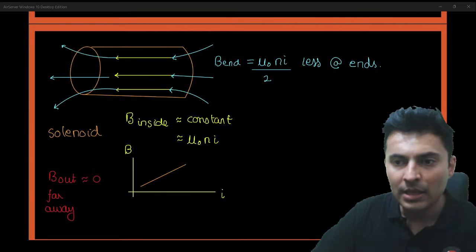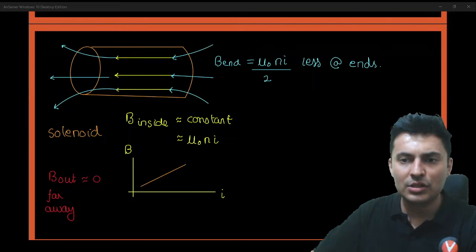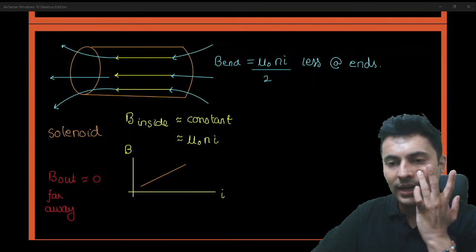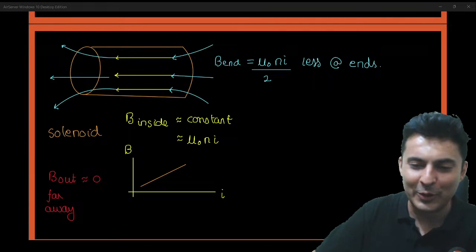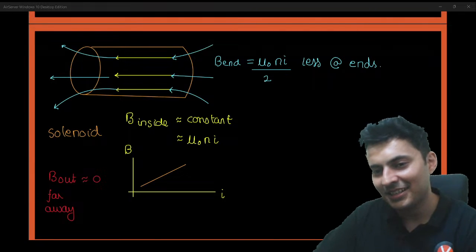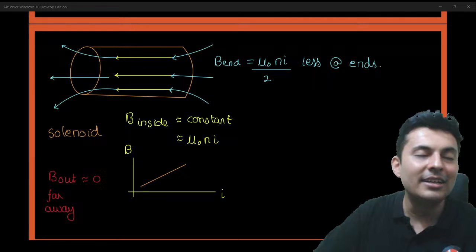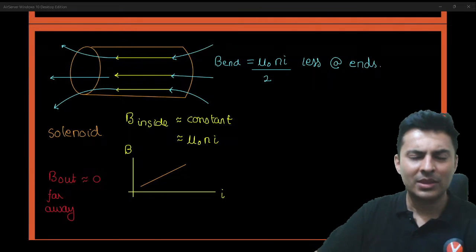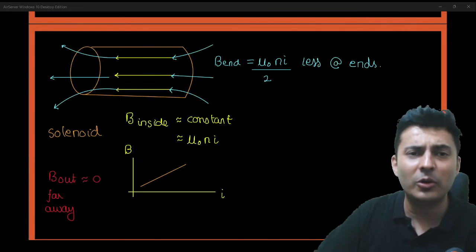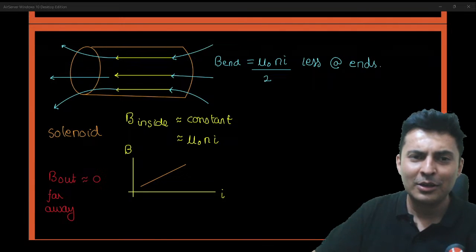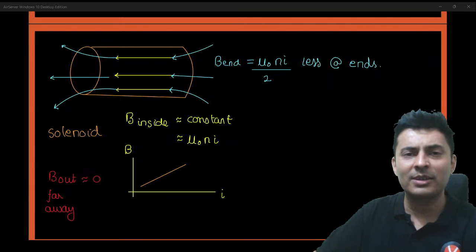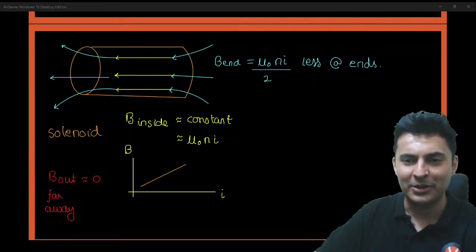What is the difference between a solenoid and an inductor? A solenoid is an inductor. An inductor is just any coil, it need not be a solenoid. Even a toroid can be an inductor. Even a normal coil can be an inductor. Even a square loop can be an inductor.